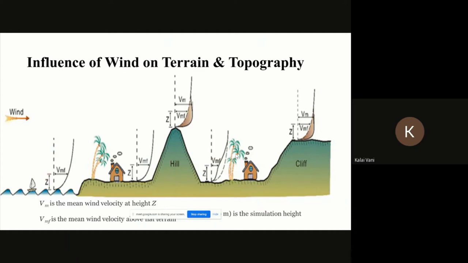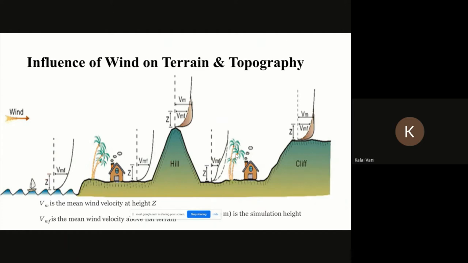Globally, the entire world experiences 80 cyclones per year. In India, we experience 6 cyclones per year, mostly on the east coast of India, the east coastal part. So this is the aspect of wind.